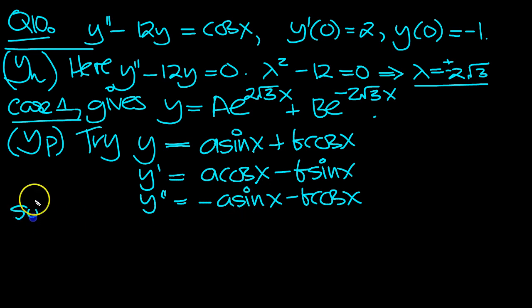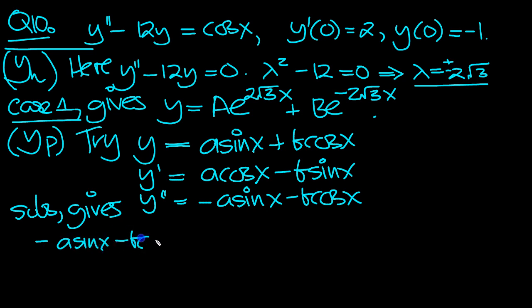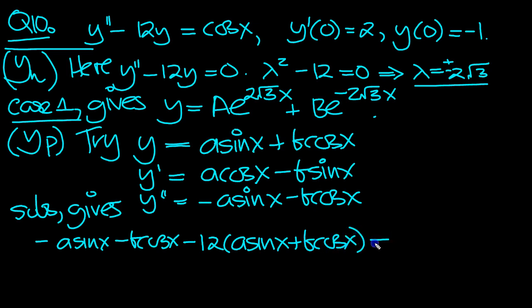Substitution then. So substitution gives, okay, y double dashed, which is minus a sine x minus b cos x. That's just one term, so we don't need a bracket. Minus 12y, so we do need a bracket now: minus 12 times a sine x plus b cos x, close bracket, equals the right hand side, which is just 1 cos x.